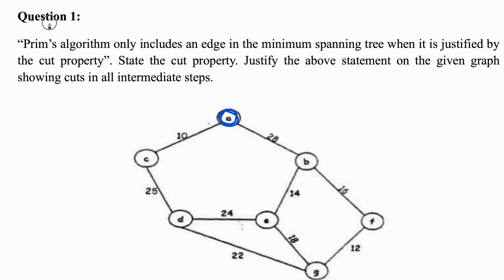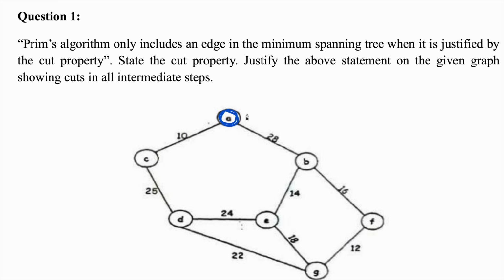This one is one of my questions, which is the cut property explained in Prim's algorithm. Basically, we have to explain here that a cut property will result in a minimum spanning tree. Okay, so let's just see. Here's a simple graph we have. Let's start with this node.